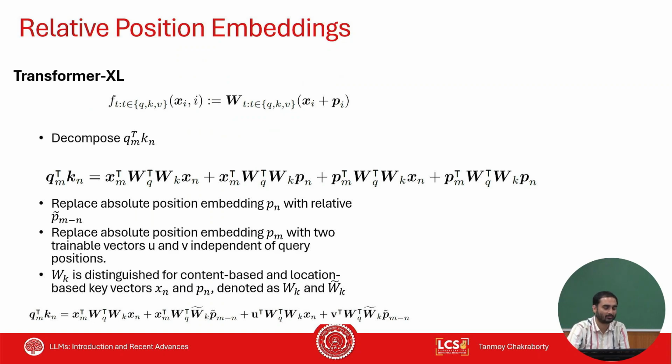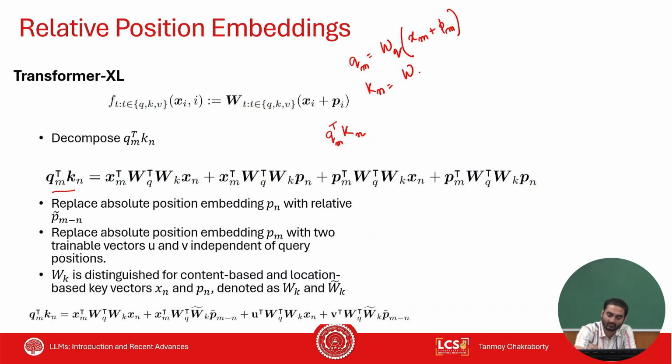The second paper, Transformer-XL, said let's look at it in a different way. So ultimately, we will do the query-key dot product, query q_m and key k_n. In the original transformer paper, what was q_m? q_m was W_q (x_m + p_m), right? What was k_n? k_n was W_k (x_n + p_n).